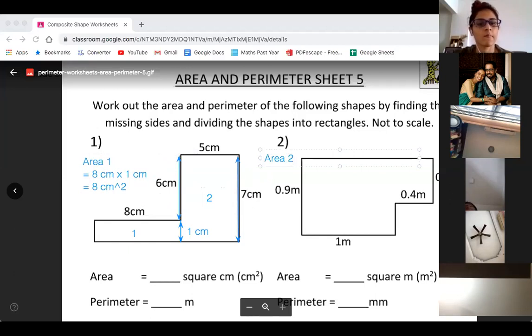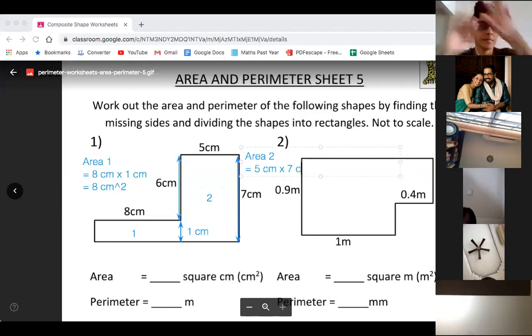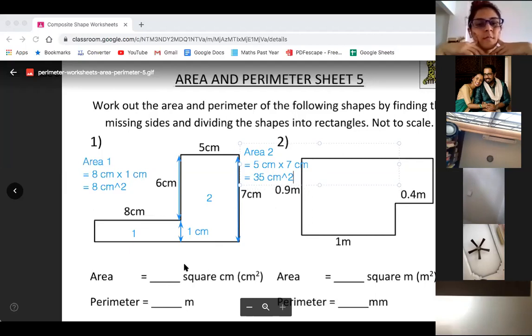What is the area for area 2? 5 times 7. Yes, 5 cm times 7 cm. That would be 35 cm squared. Okay, so the total area is? What's the total area? 43 cm squared. Yes, because it's just 35 plus 8 and you'll get 43 cm squared.